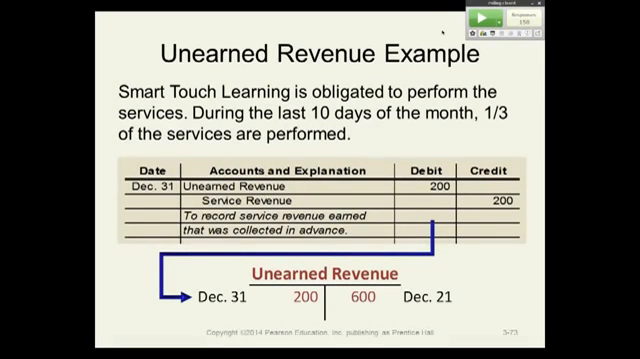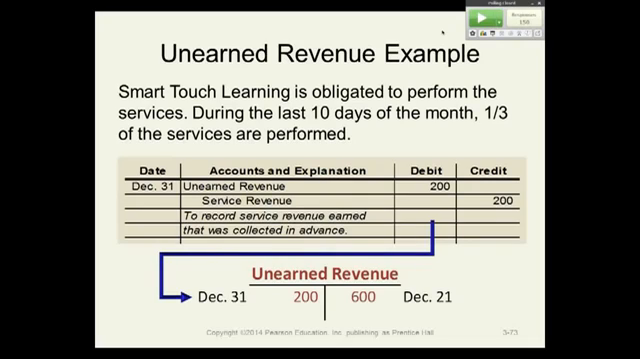So let's do that first, so that we're giving you that number. So we're telling you out of that $600, 1/3 or $200 is earned. So you have $200 debit to unearned revenue, and you credit service revenue for the balance, or for the credit of $200. Now the balance of that account is what?